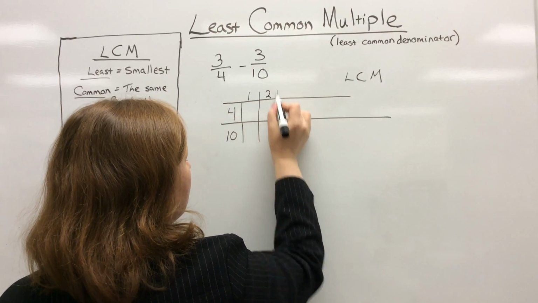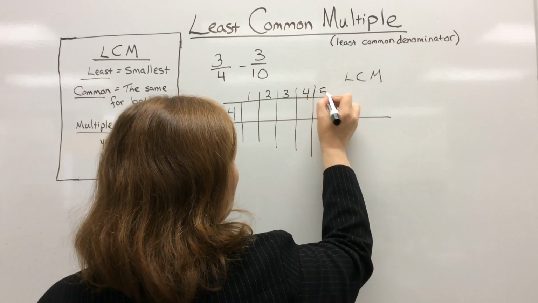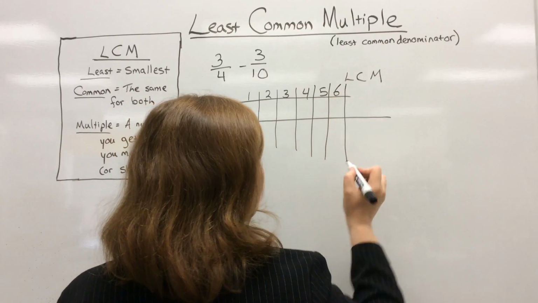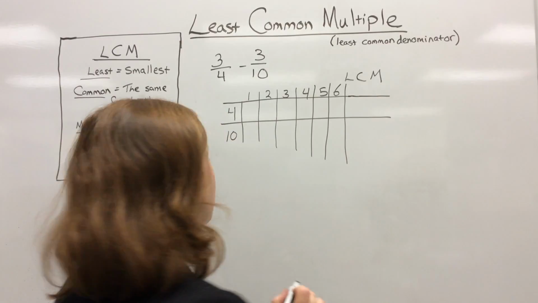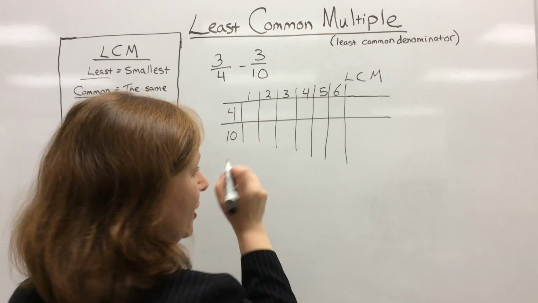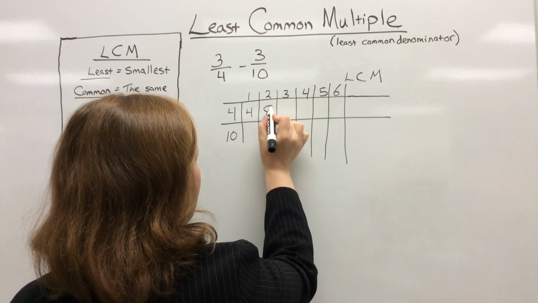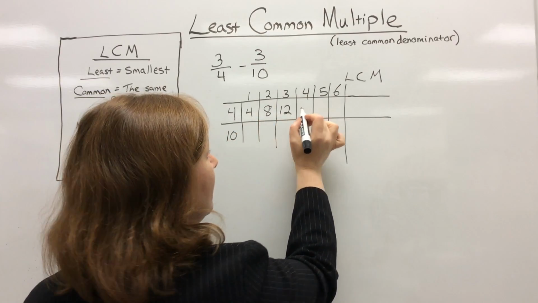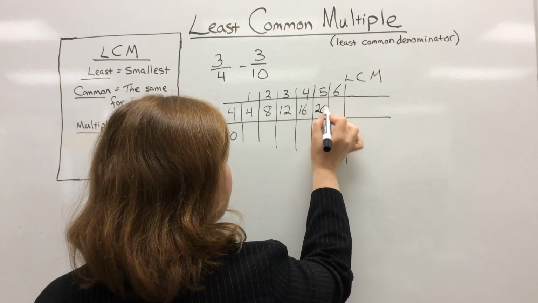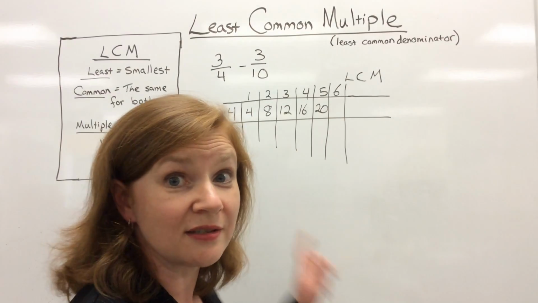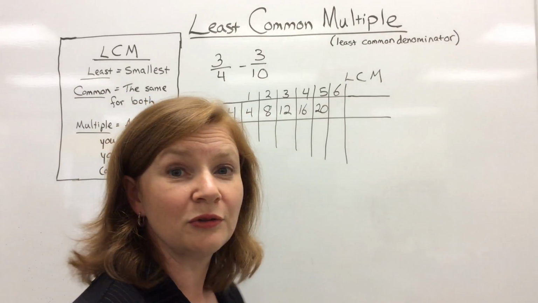Multiply by 1, by 2, by 3, 4, 5, 6, and I'm just going to stop there for now. If I need to add more later, I can. And I'm going to start with my small number. 4 times 1 is 4, 4 times 2 is 8, 4 times 3 is 12, 4 times 4 is 16, 4 times 5 is 20, and I know that 20 is a multiple of 10, so I'm just going to stop. I could go on, but there's really no need to do that.